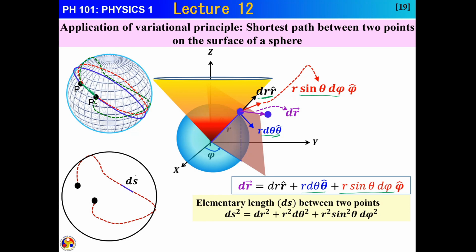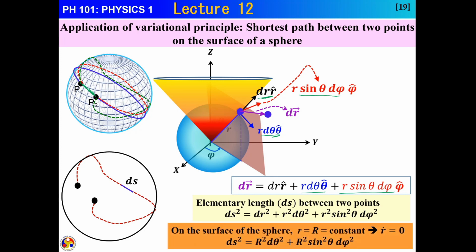Now, since we are only moving on the surface of the sphere, my radius will always be fixed. Whether I move from point 1 to point 2, it is always connected to the radius only. Therefore, r is always constant. In that case, since r is constant, my r dot would be 0, so the dr square can be dropped. So your elemental length ds square is made of r square d theta square and r square sin square theta d phi square.